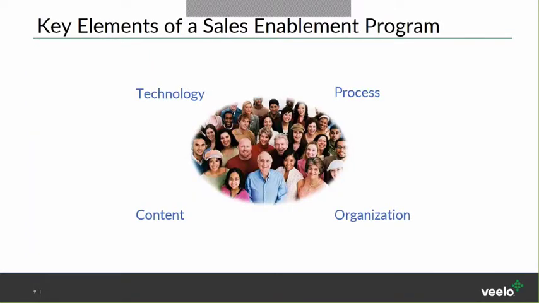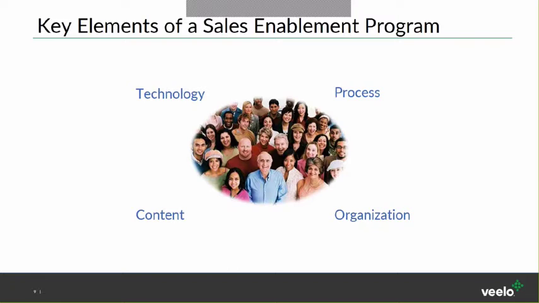In terms of the key elements for a sales enablement program, again, I like to break things down simply. I think there's 4 key areas. There's technology, there's processes, there's content, and then there's organization. I'm going to go through these in a little bit more detail and give you a little framework or template you can use to plan yours out.